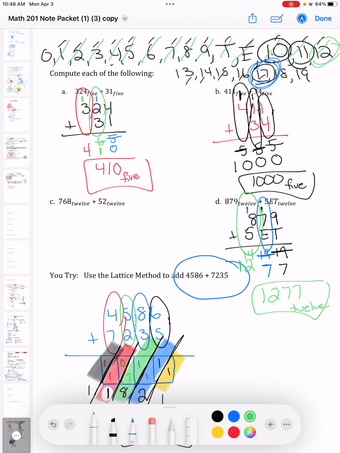Now hit pause and see if you can work C. I think it's a lot easier. You shouldn't have to do any of that regrouping or carrying, but do remember that we're not going to leave 10 as 1, 0. We would write it as T. So that's your hint. Go ahead and hit pause and see if you can work this one out.